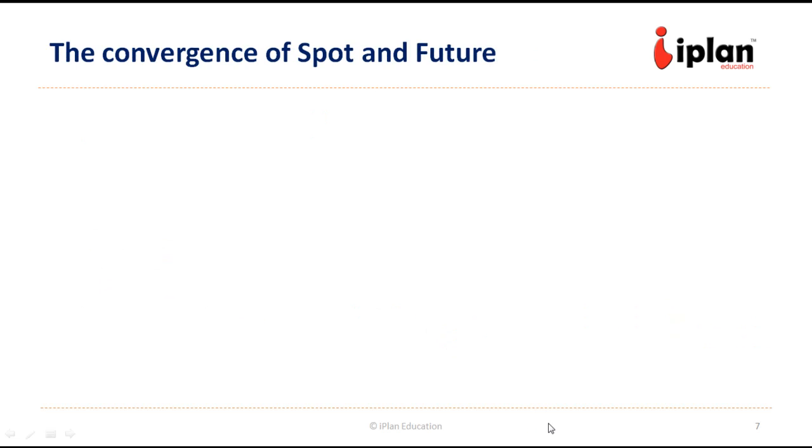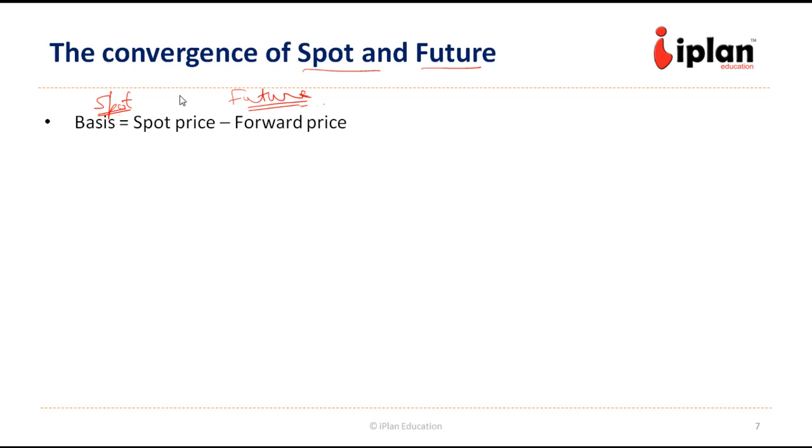Let us look at the next concept. The convergence of spot and futures. As we know, spot is the current price of an asset and the future is the price of the contract which is going to expire at a future date. So at that date, the spot price will be equal to the futures price. So they are going to converge. The difference between the spot price and the futures price is known as basis.